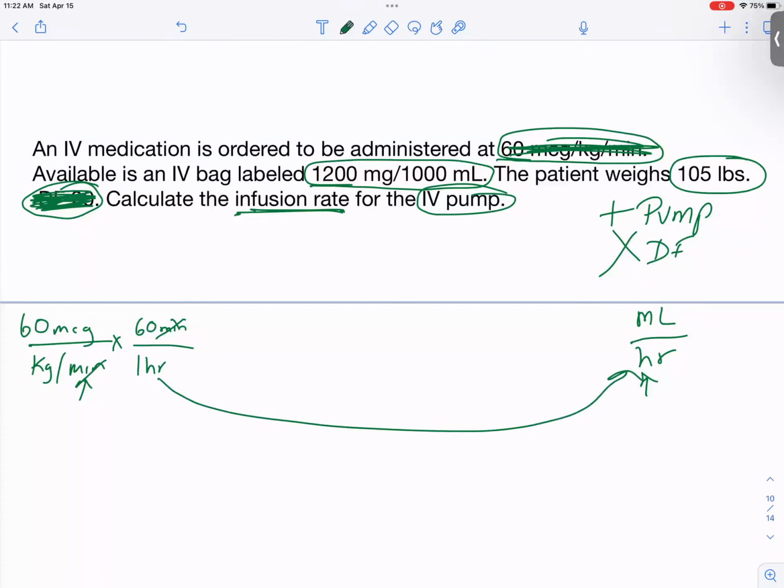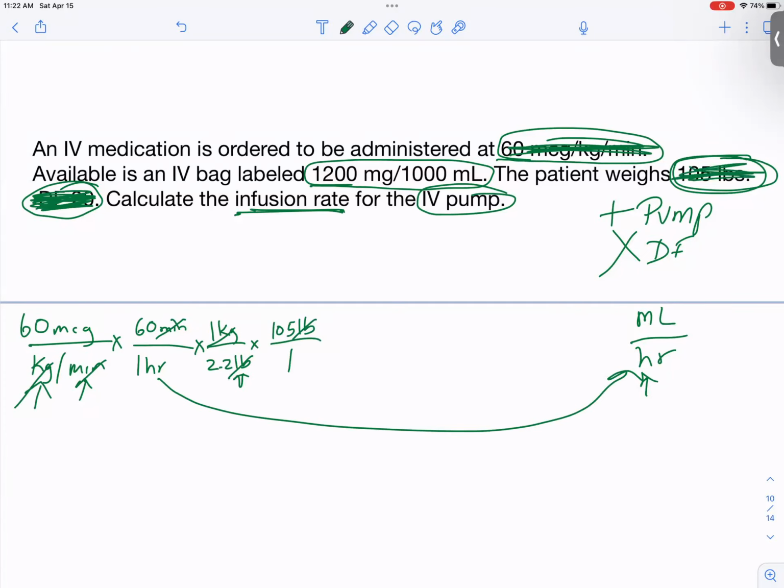Excellent. Done. How do I get rid of kilogram? Because I do not need kilogram in my denominator. I go to my problem. My problem, the patient's weight is in pounds, so I know I need a conversion. 1 kilogram is 2.2 pounds. I got rid of kilogram, but now I got to get rid of pounds. I use the patient's weight, 105 pounds. That gets rid of pounds. Boom, done.